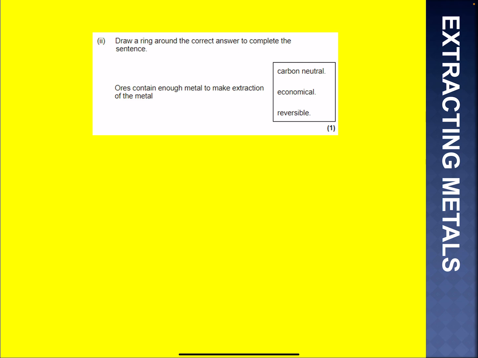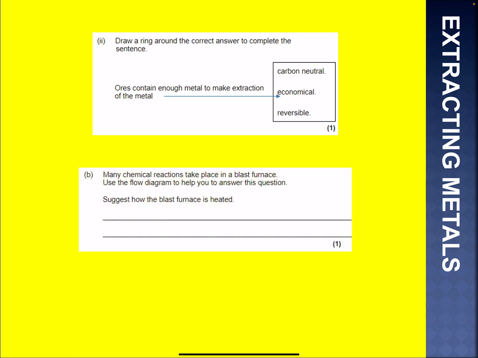Draw a ring around the correct answer to complete the sentence. Ores contain enough metal to make extraction of metal, 1 mark. Okay, economical. Don't forget, companies are in it to make a profit. Many chemical reactions take place in a blast furnace. Use a flow diagram to help you to answer this question. Suggest how the blast furnace is heated. There you go. Worth 1 mark.